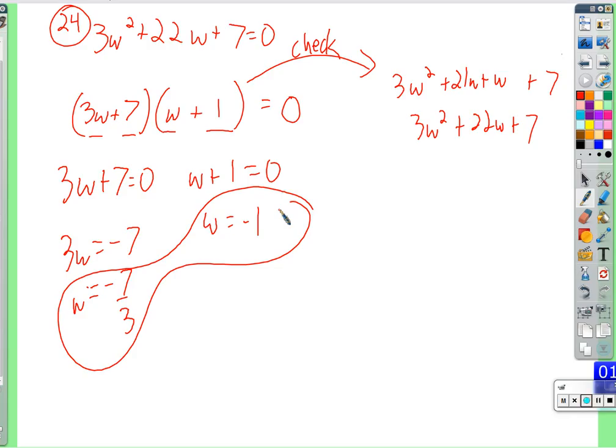Equation to solve. You can do it on your own, but I'm going to have the steps separated for you. Okay, so I'll come around and help you out. Then we'll have a little review.